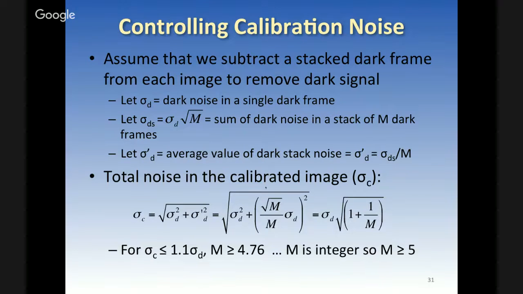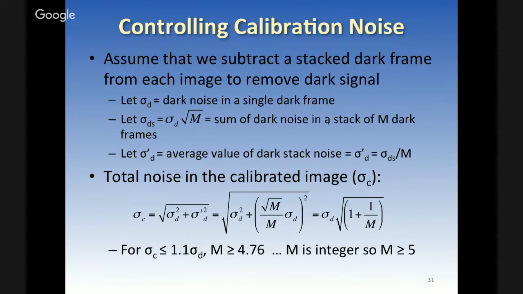So if we assume that we subtract a stacked image of dark frames from each of your images, I should say a stacked dark data frame, to remove the dark signal, the way we can do this is we look at the dark noise that's inherent in each dark frame, call that sigma sub d, and we let sigma sub ds equal sigma d times the square root of m. In other words, we sum up dark noise in a stack of m dark frames. So let's just say for each image that we have, we're going to stack up m dark frames, okay?